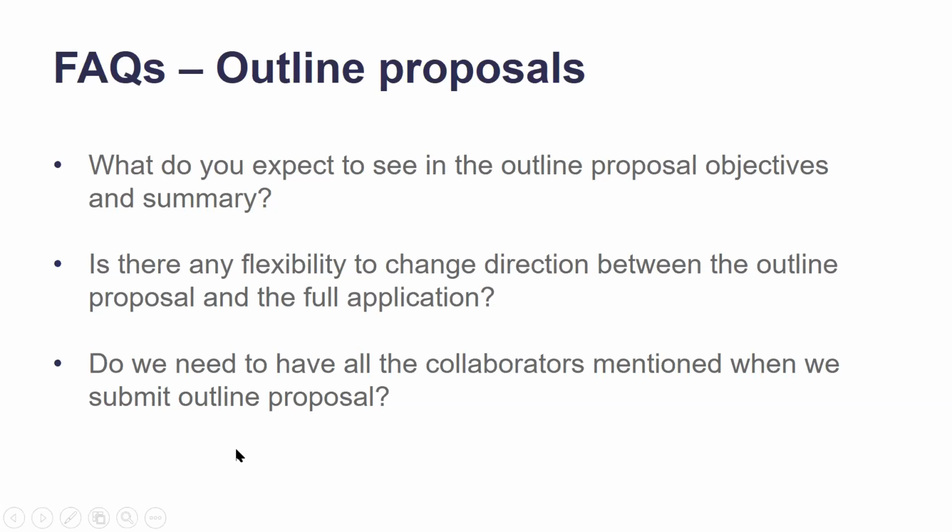And do we need to have all the collaborators mentioned when we submit an outline proposal? No, you do not. If you definitely are going to work with a collaborator, you know who they are, then by all means put them in your outline proposal. But if you're not sure and you want more time to work those relationships up, then you don't need to put any collaborators in your outline proposal whatsoever.